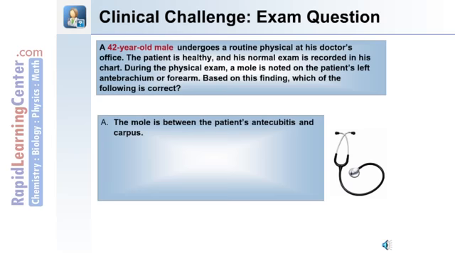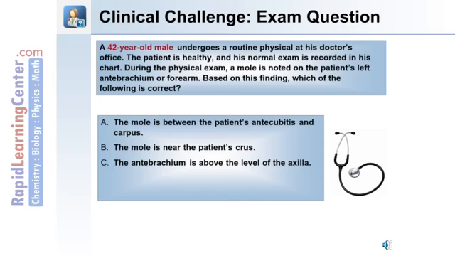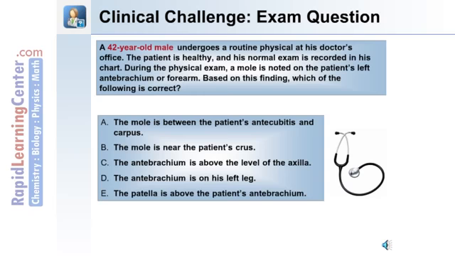A. The mole is between the patient's antecubitus and carpus. B. The mole is near the patient's crus. C. The antebrachium is above the level of the axilla. D. The antebrachium is on his left leg. Or E. The patella is above the patient's antebrachium.